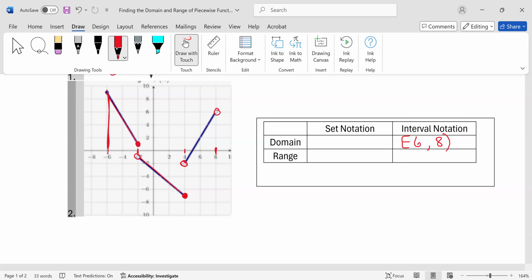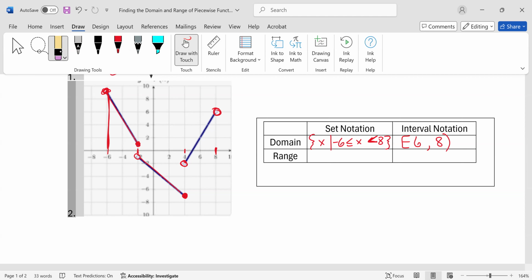Okay, now let's write it in set notation. We'll do the braces, x, and the line. This means all of the x's so that the x's are between negative 6 and 8. Notice the negative 6 has an equal sign on it because it was a closed circle at negative 6. However, this symbol is just the less than symbol. No equal sign underneath because that 8 was open. That is how you write it in set notation.